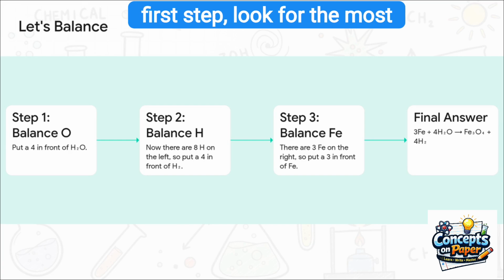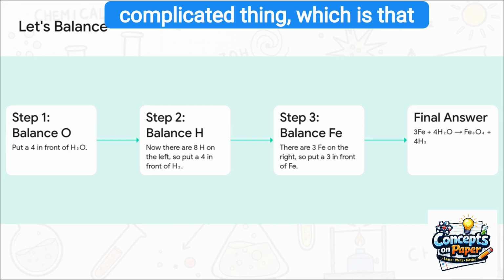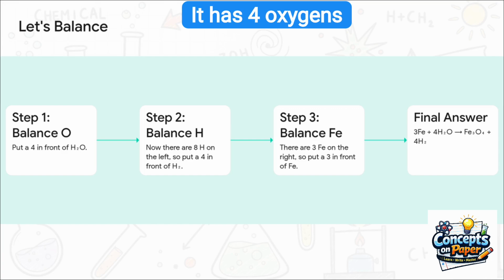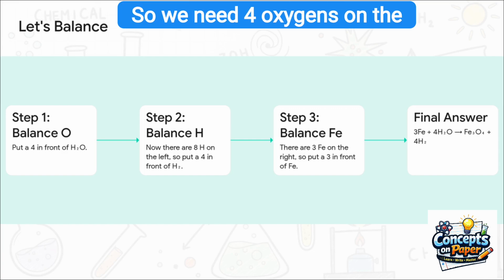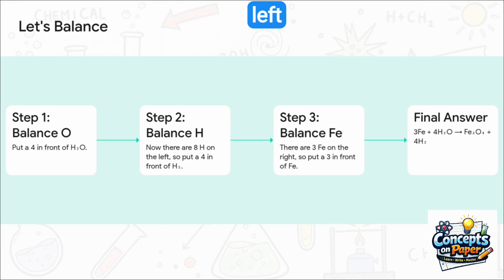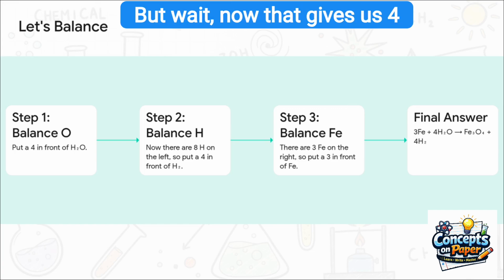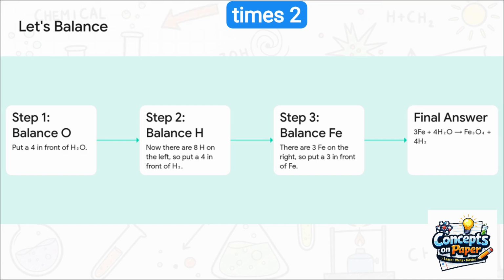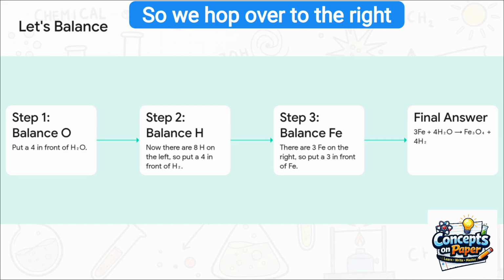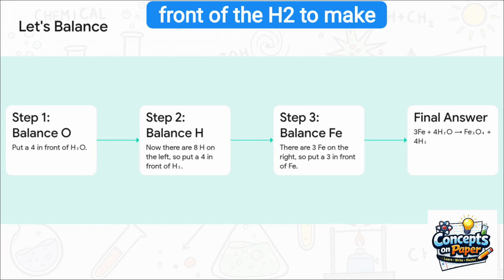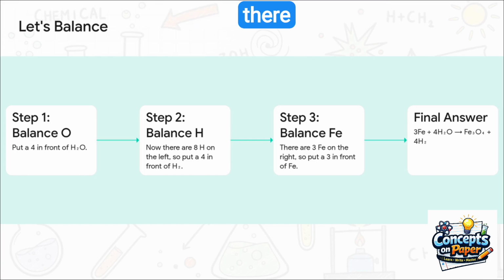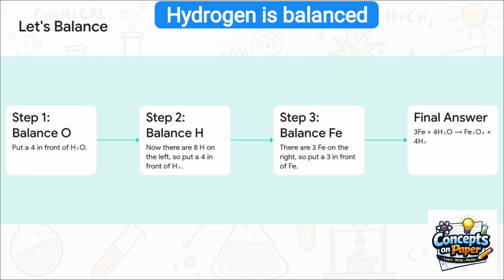Okay, first step, look for the most complicated thing, which is that Fe3O4. It has 4 oxygens, so we need 4 oxygens on the left. Easy, let's put a big 4 in front of the H2O. Boom, oxygen is balanced. But wait, now that gives us 4 times 2, 8 hydrogens on the left. So we hop over to the right side and put a 4 in front of the H2 to make 8 hydrogens there. Perfect, hydrogen is balanced.